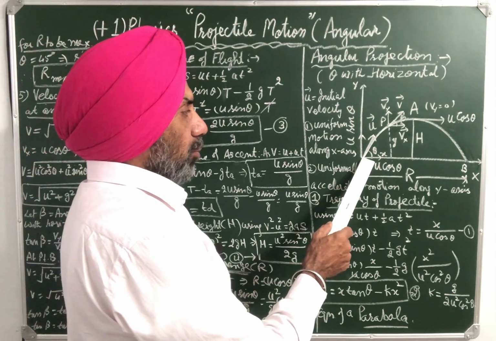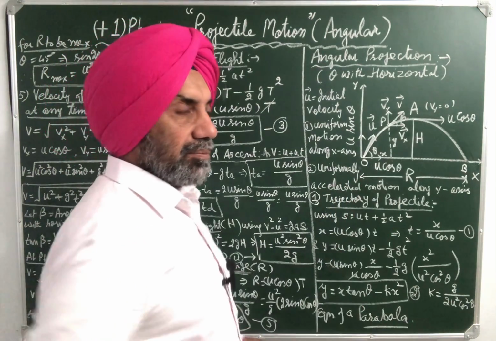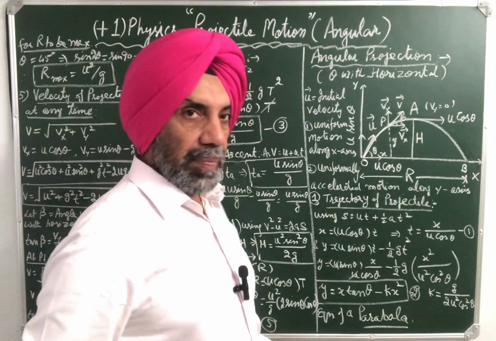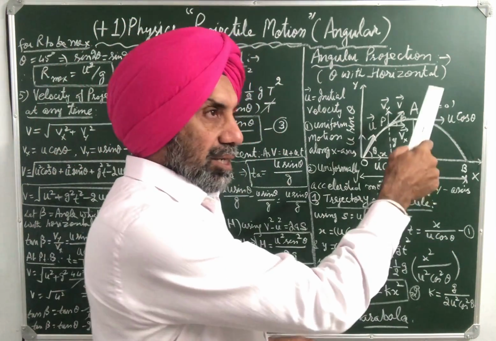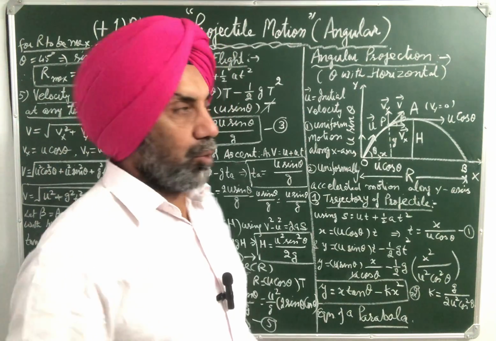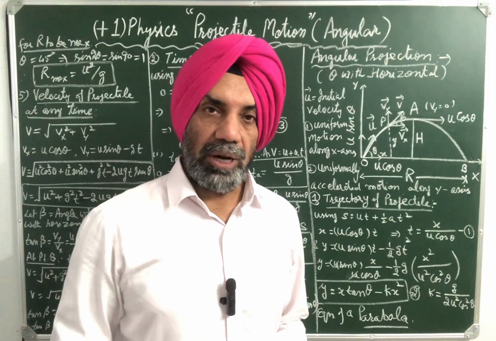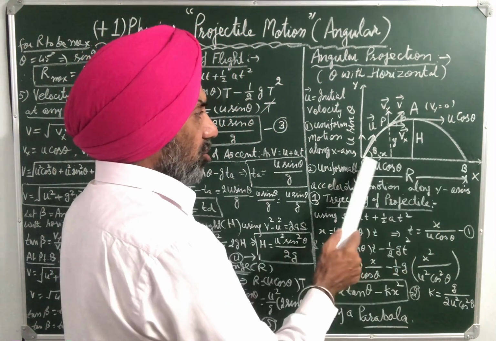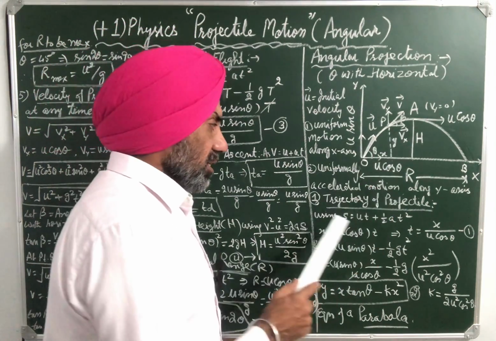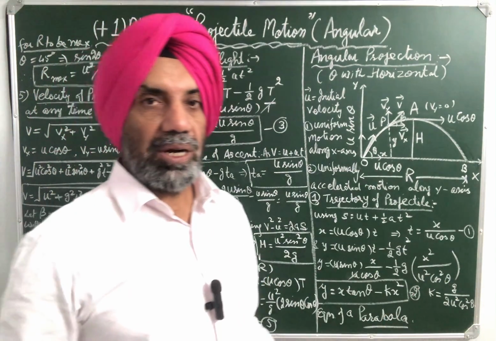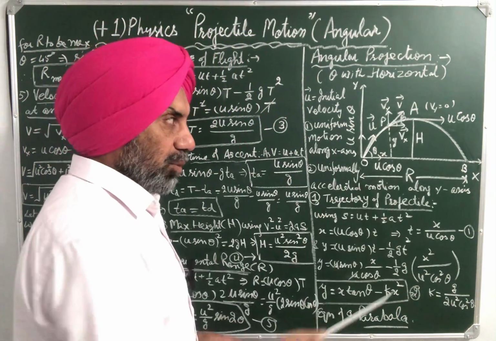But as the projectile goes from O to A, its vertical velocity component decreases and becomes 0 at the highest point. And when it comes from A to B, its vertical component again starts increasing due to the value of g, and it strikes the point B, and this OB is called the horizontal range. So first we discuss the trajectory of the projectile.